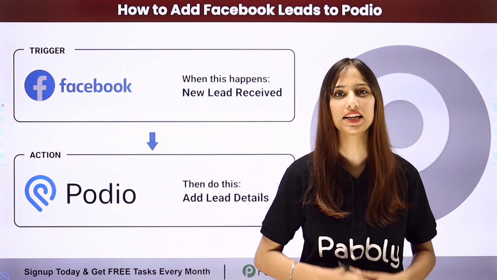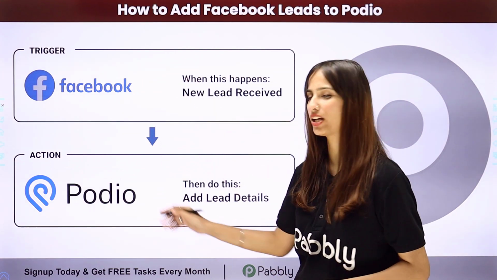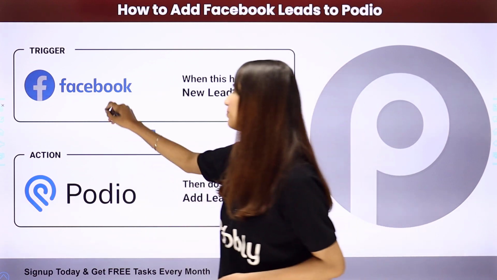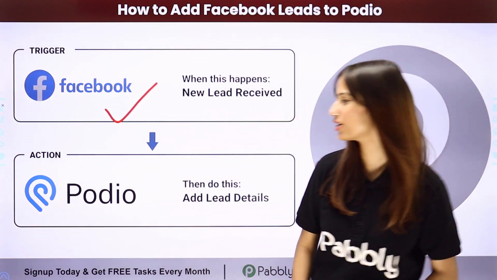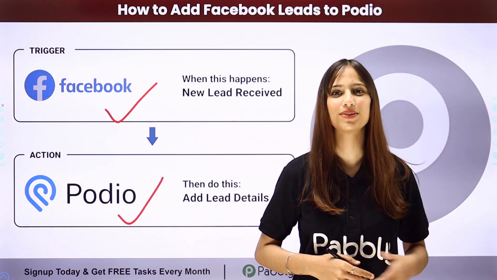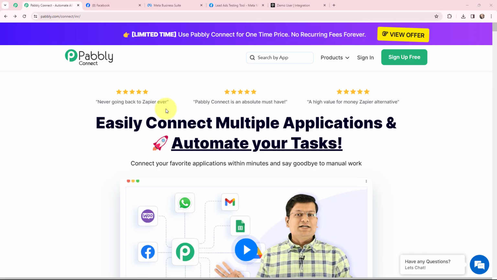Now to do this, I need to build a connection between these two applications, for which I am going to use Pabbly Connect. Here my trigger application will be Facebook lead ads and my action application will be Podio. So if you want to learn more about this, follow me through the screen. In this video, we are going to understand how to add Facebook leads to Podio.